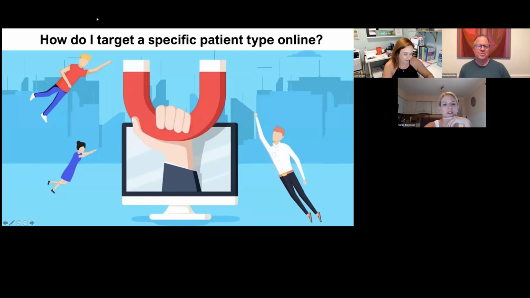Well, that's the thing too, is, how do you target? Do you target by geographic area? Do you target by condition? Do you target by gender? So there are a lot of different ways to target as well.